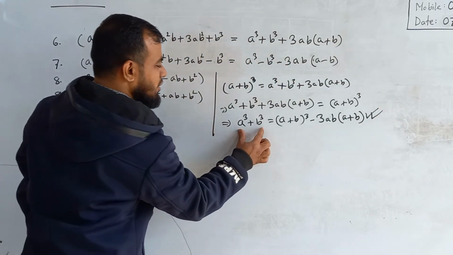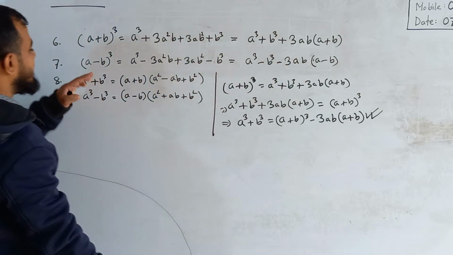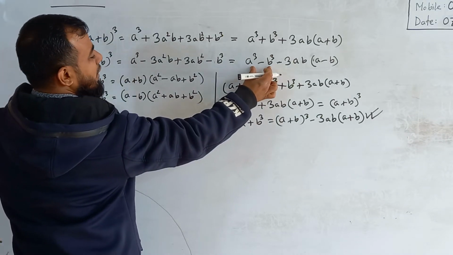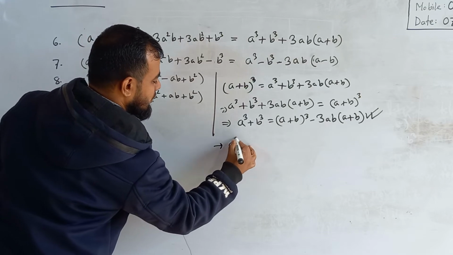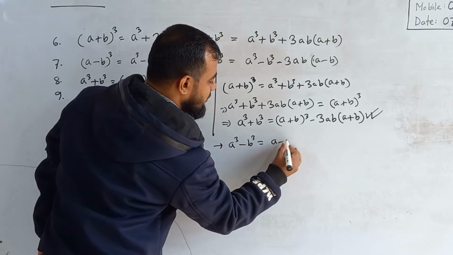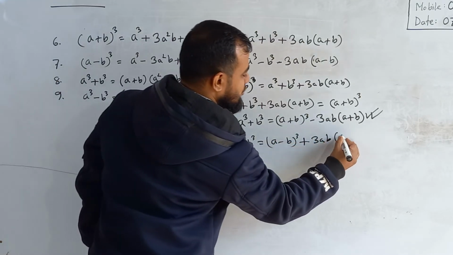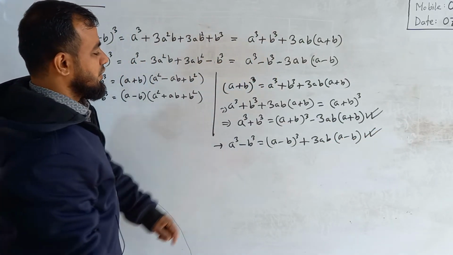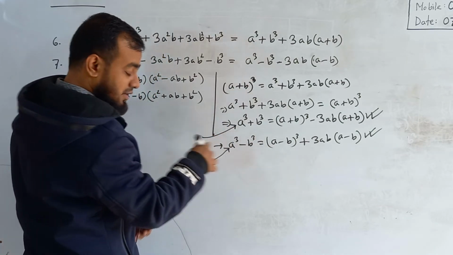So a cube plus b cube equals (a + b) whole cube minus thrice ab into (a + b). And also from this second formula, that means formula number 7, we can write down the value of a cube minus b cube. This means that a cube minus b cube is equal to (a - b) whole cube plus thrice ab into (a - b). You can prove this one by yourself. So this is our first corollary in this chapter, and this is our second corollary in this exercise.